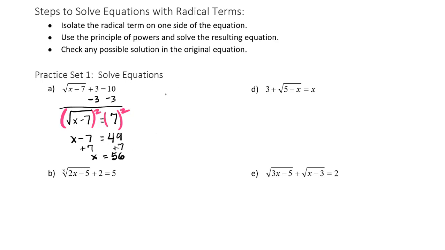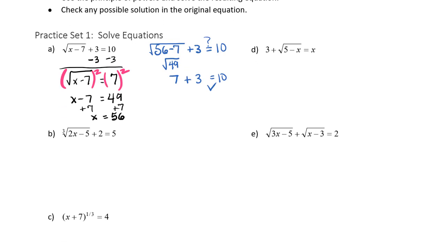Always check your solution in the original equation. 56 minus 7 plus 3 equals 10. Let's see if both sides equal. 56 minus 7 gives you 49, which under the radical will simplify to a 7 plus 3. So that does give me 10. This one checks out. Let's try part B.